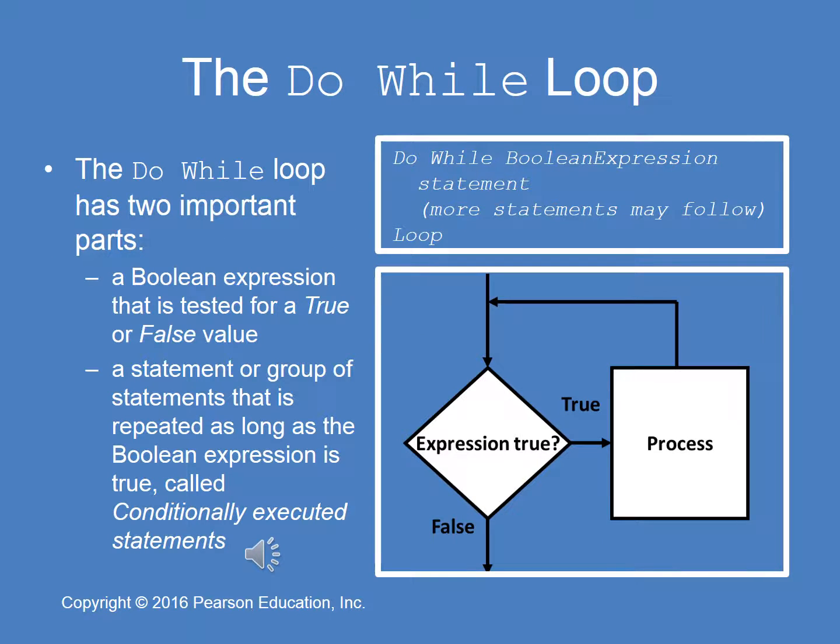First up is the do while loop. The do while loop has two main components. First, a Boolean expression that is tested, and remember, a Boolean expression can only equal true or false. And then a statement or group of statements, i.e. the body of the loop, that is repeated as long as the Boolean expression is true. And they're referred to as conditionally executed statements. Now, one must note that some statement within the body of the loop must change the parameters of the Boolean expression. And if that doesn't happen, the Boolean expression will never change, and we will have what's called an infinite loop, never ending.